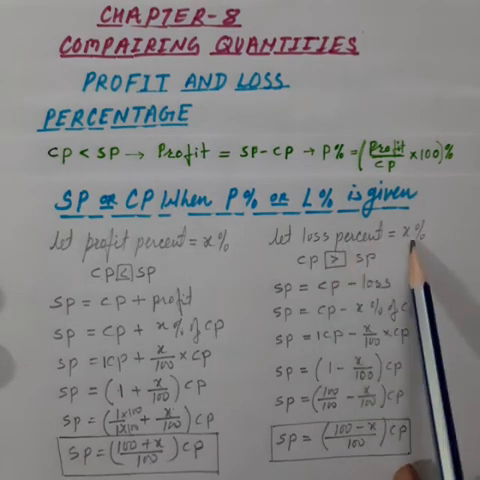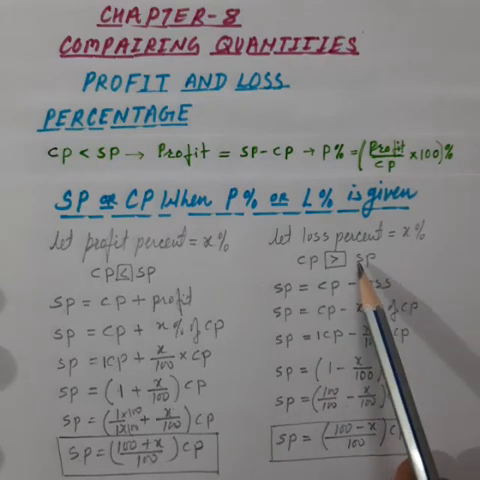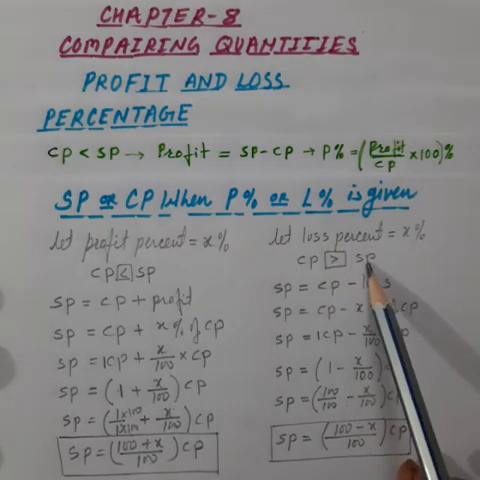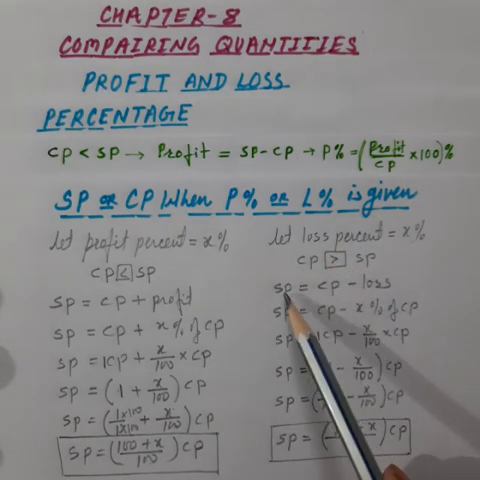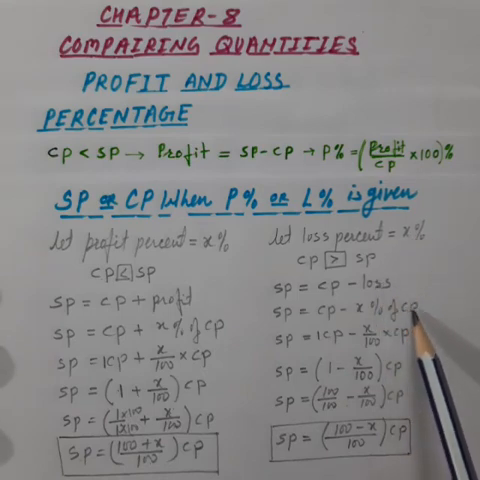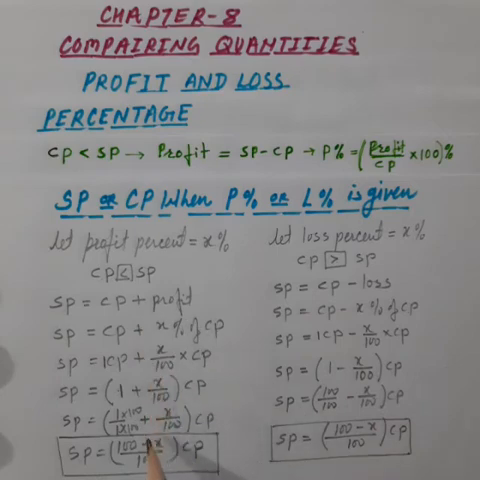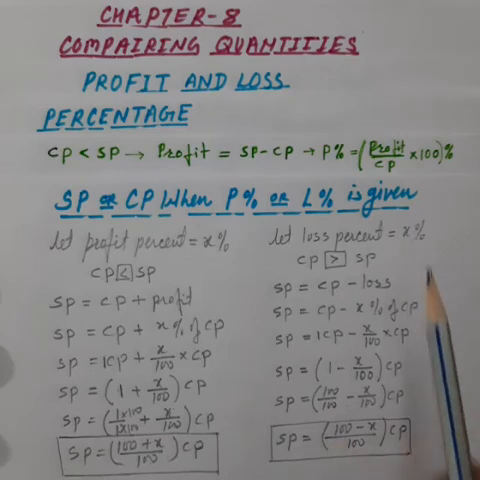Now, when loss percent is given, how to find cost price or selling price? We know that when there is loss, selling price is smaller than the cost price. And to find the selling price, we have to subtract loss from cost price. How much is loss? X percent of cost price. Always loss or profit percent is calculated on cost price. So again we have to do the same calculations here, only because of loss there will be a minus sign everywhere. So we can find cost price or selling price when loss percent is given.